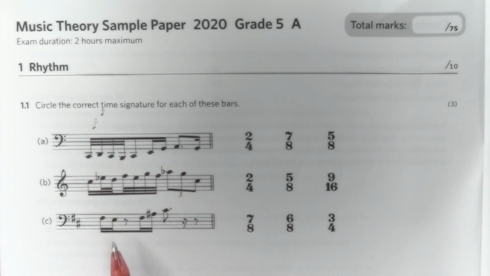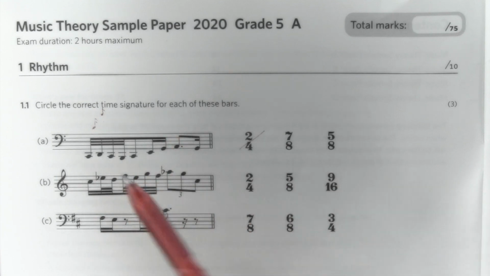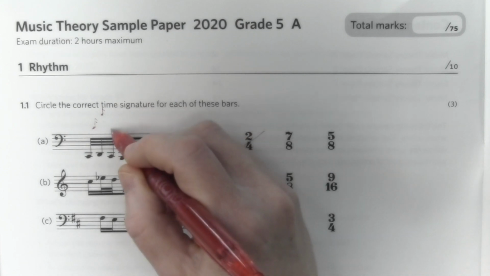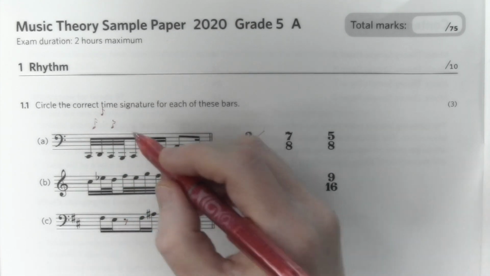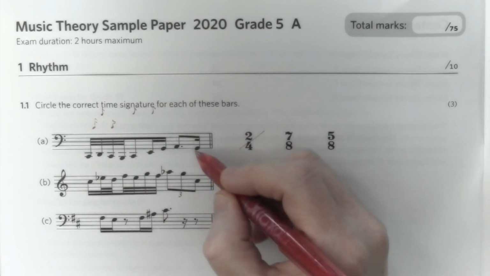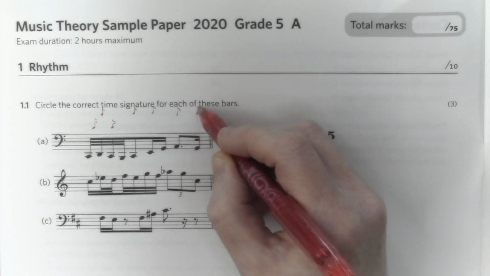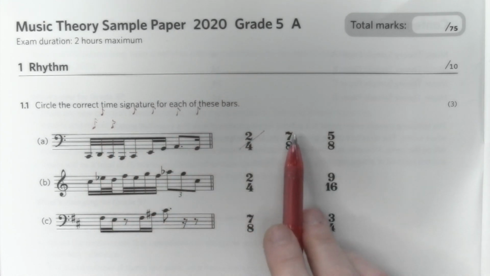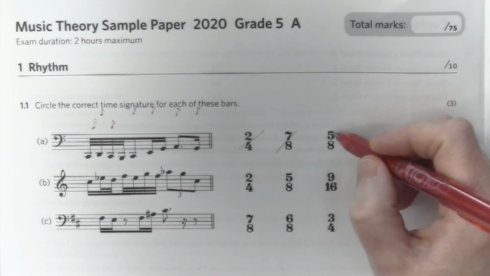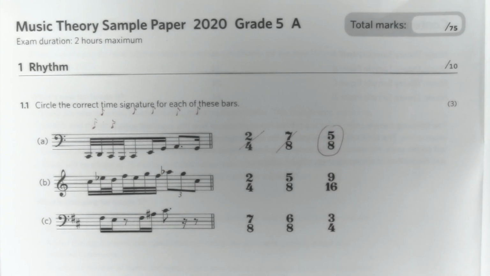So these 3 quavers don't really make up 2/4, so we have to exclude 2/4. And we must exclude 7/8 as well, because there are not 7 quavers. We have 1 quaver here. Let's do it properly. 1 quaver, another quaver, and another quaver, and they are 3. These 2 are 2 quavers. So in total we have 5 quavers. We must exclude 7/8 as well, and the only one left is 5/8. And this is our answer.